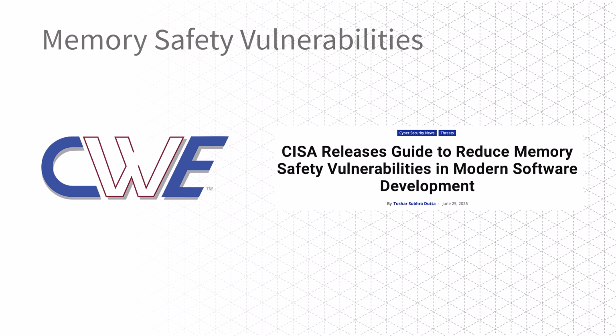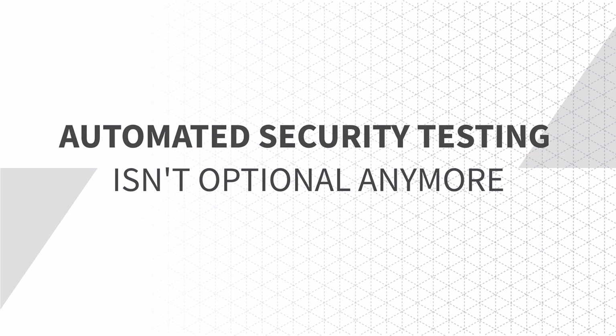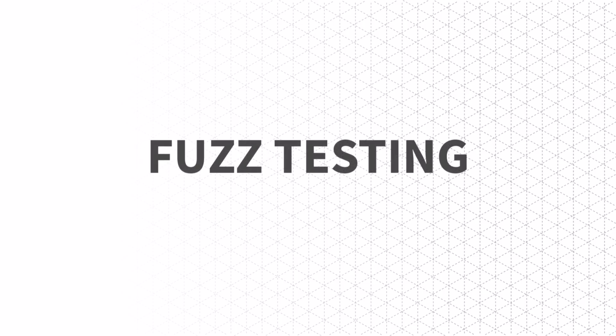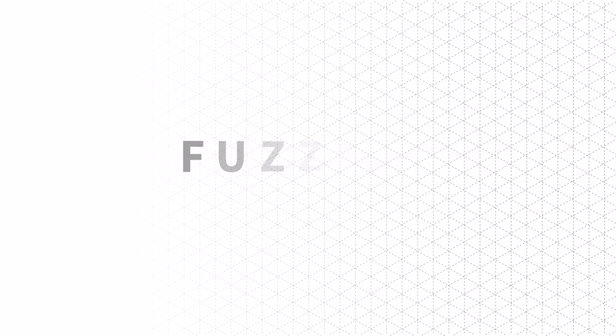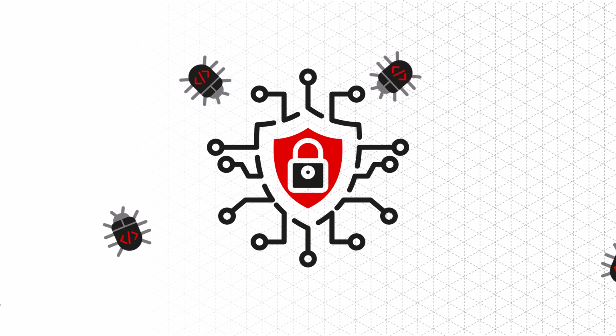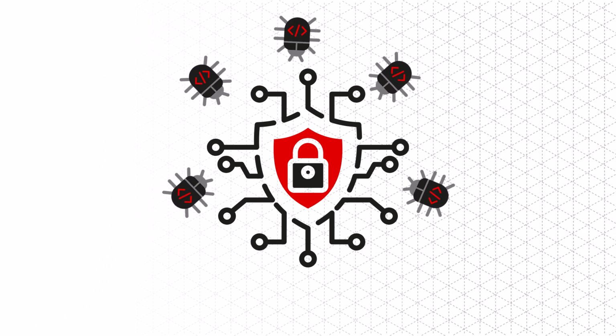So what can we do to keep our software safe? With AI writing more code, automated security testing isn't optional anymore. Many ransomware attacks exploit memory safety vulnerabilities that fuzz testing could catch. Basically, a fuzz test will generate large amounts of invalid, unexpected, or random inputs, feed them into your application, and then monitor for crashes, hangs, errors, or security vulnerabilities.